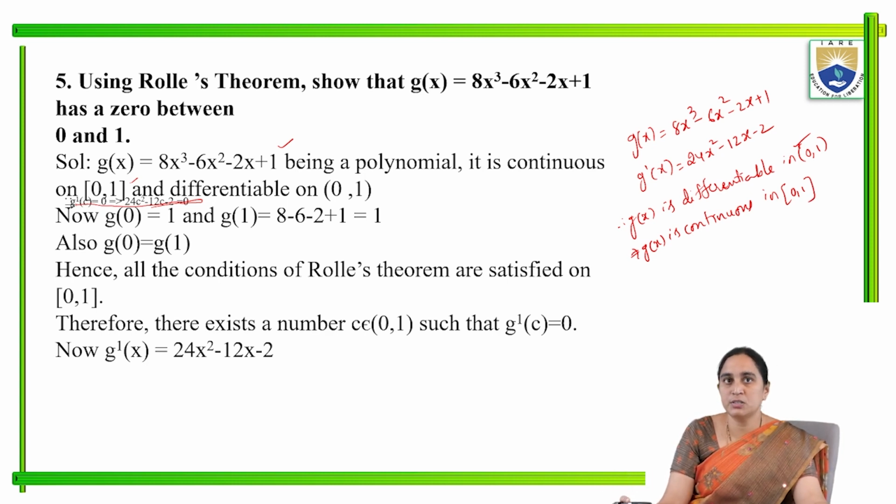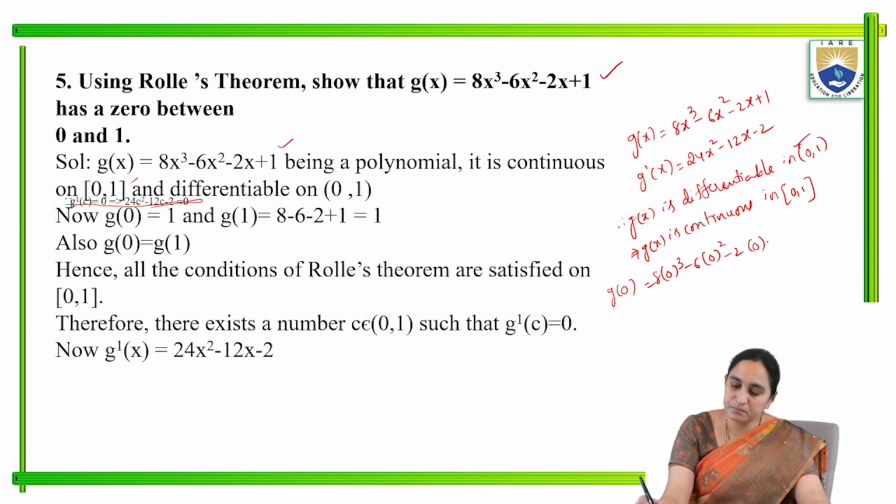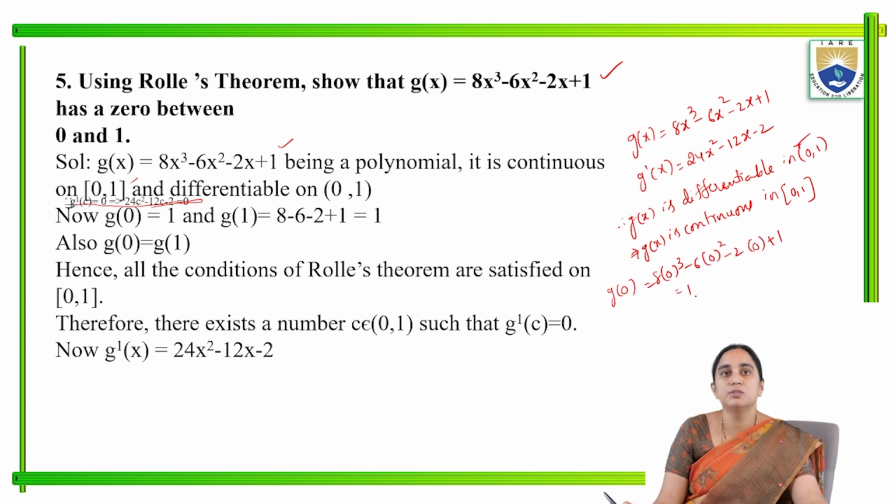Therefore, here two conditions are satisfied, right? For that, we have to verify the given interval, 0 and 1. In between 0 and 1, we have to verify that g of 0 is equal to g of 1. For g of 0, substitute in the given polynomial, 8x cube minus 6x square minus 2x plus 1. This is equal to 1. G of 0 is equal to 1. And what about g of 1?